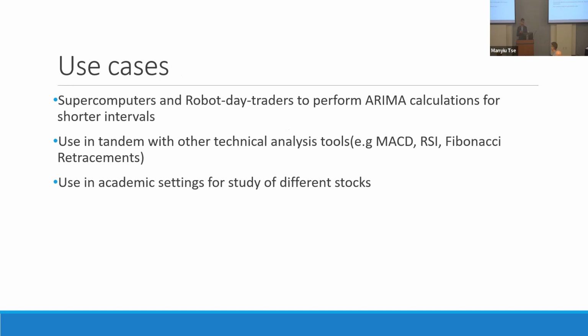And also it can be used in tandem with other technical analysis used in the market like MACD, RSI, Fibonacci retracements. These are some tools used by day traders now to make money. And I believe that the autocorrelative models can be used in tandem with these to provide more information to day traders. And primarily, I think for me, it can be used in academic settings for the study of different stocks.